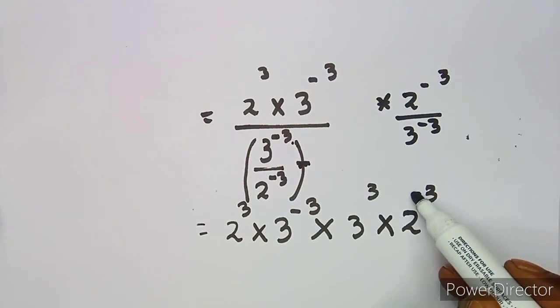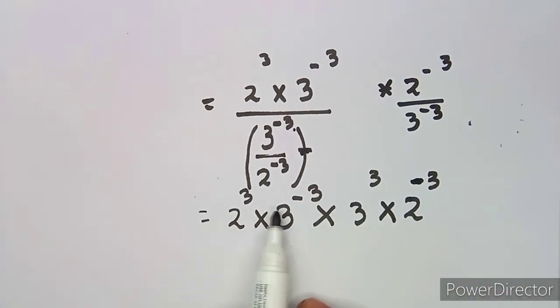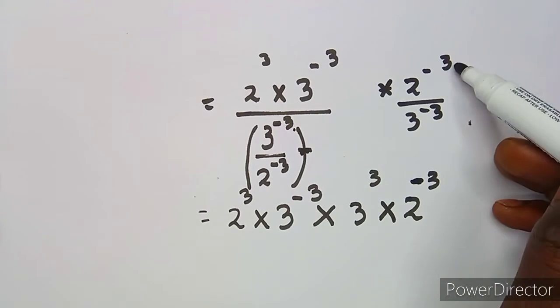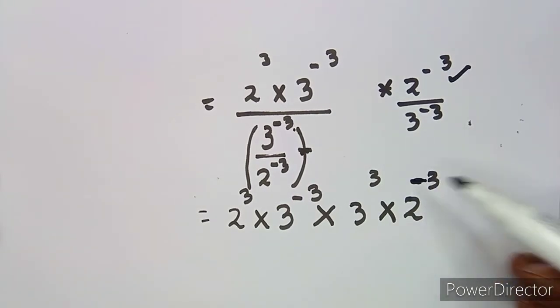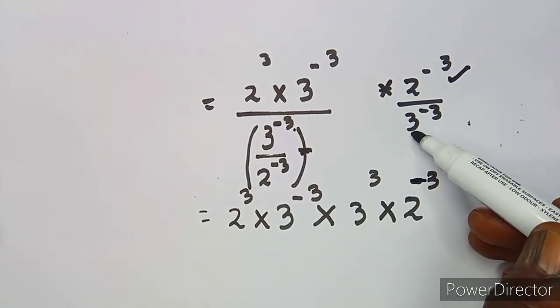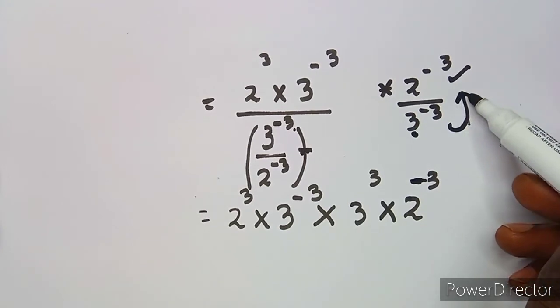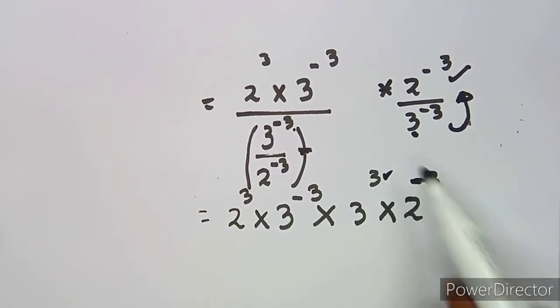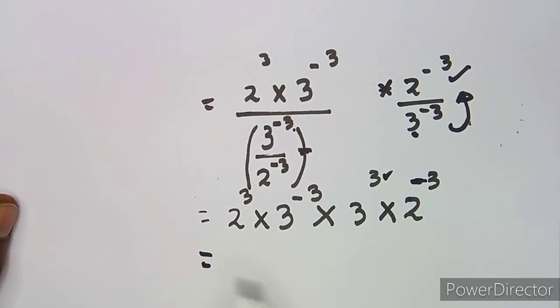So this one is going to carry a negative, but this one is going to carry a positive because it's on top. So it's going to remain with a negative. This one is on the bottom, so the moment you write it on top, it's going to have a positive exponent. Okay, I hope it's clear now.